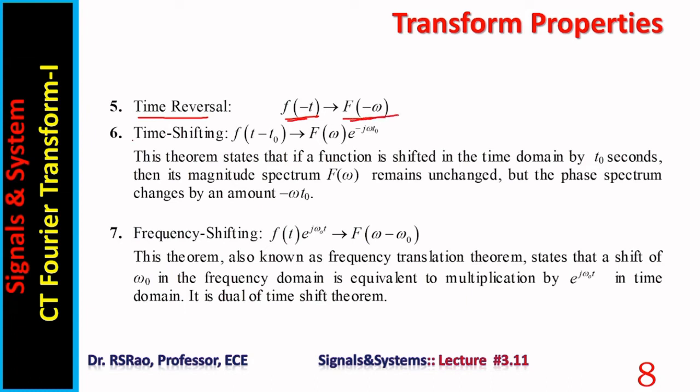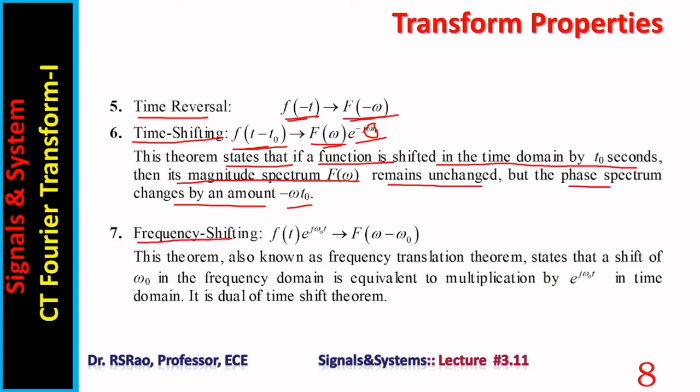Now move to another property, the time shifting property. f of t minus t naught has the Fourier transform F of omega multiplied by e power minus j omega t naught. This theorem states that if a function is shifted in the time domain by t naught seconds, then its magnitude spectrum remains unchanged, but the phase spectrum changes by an amount minus omega t naught.